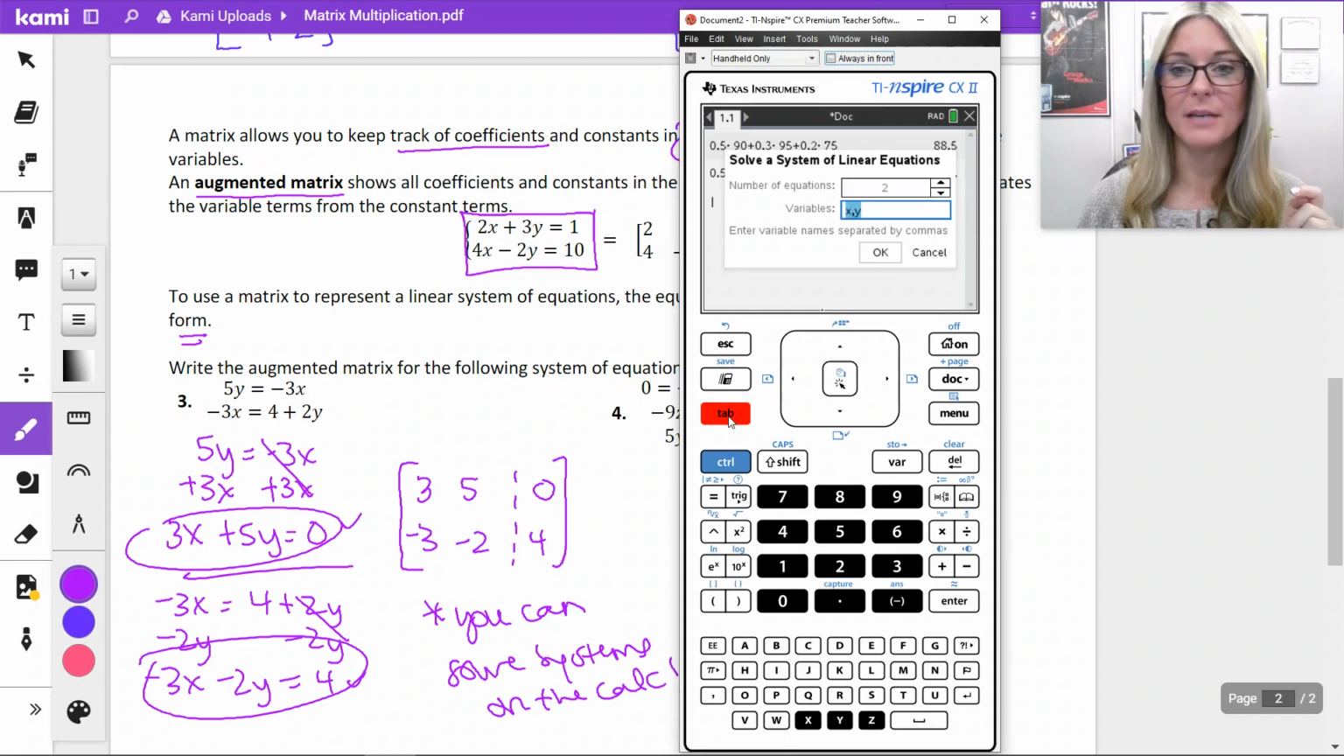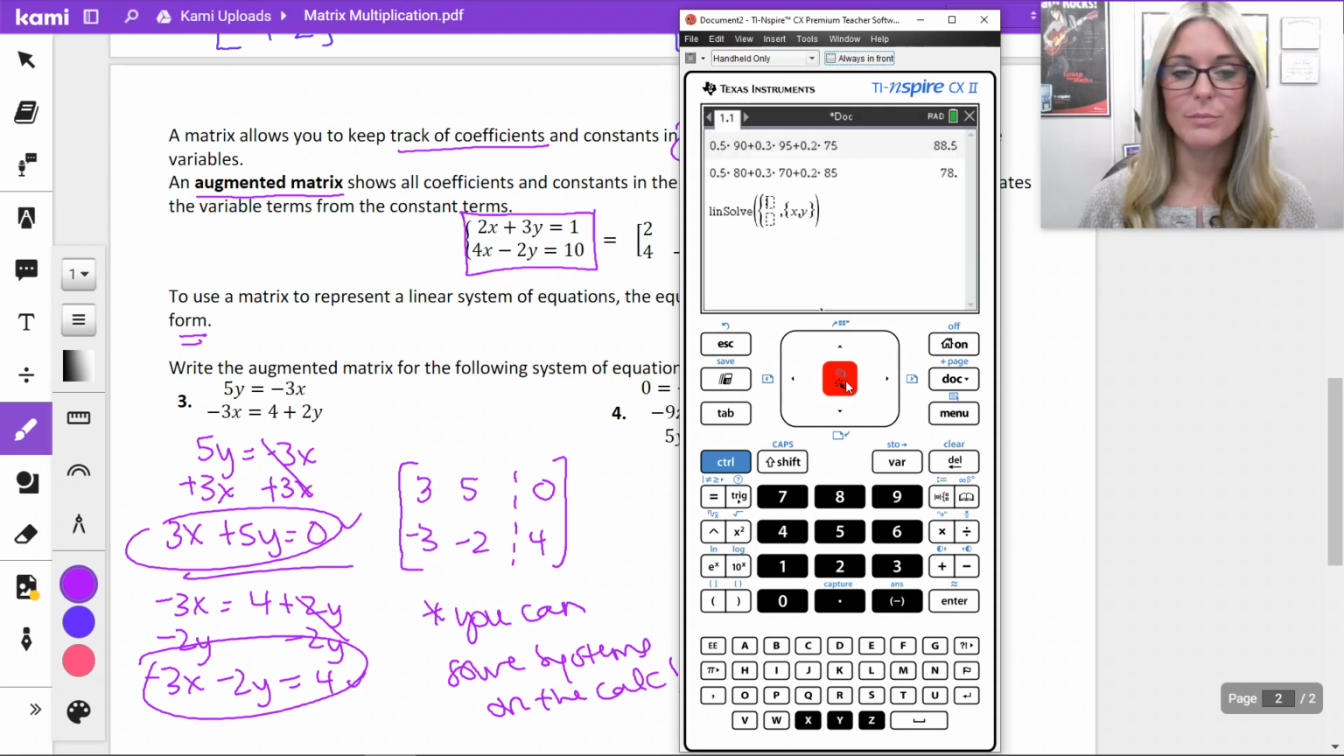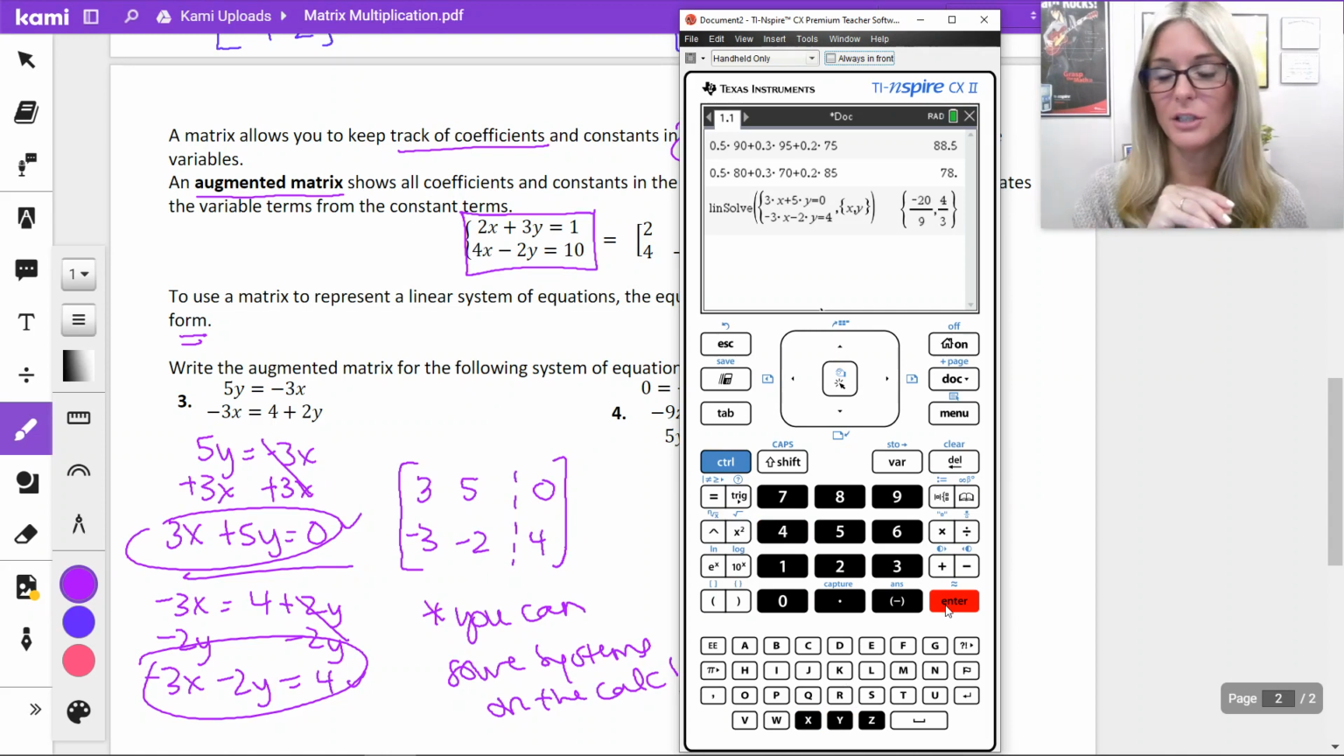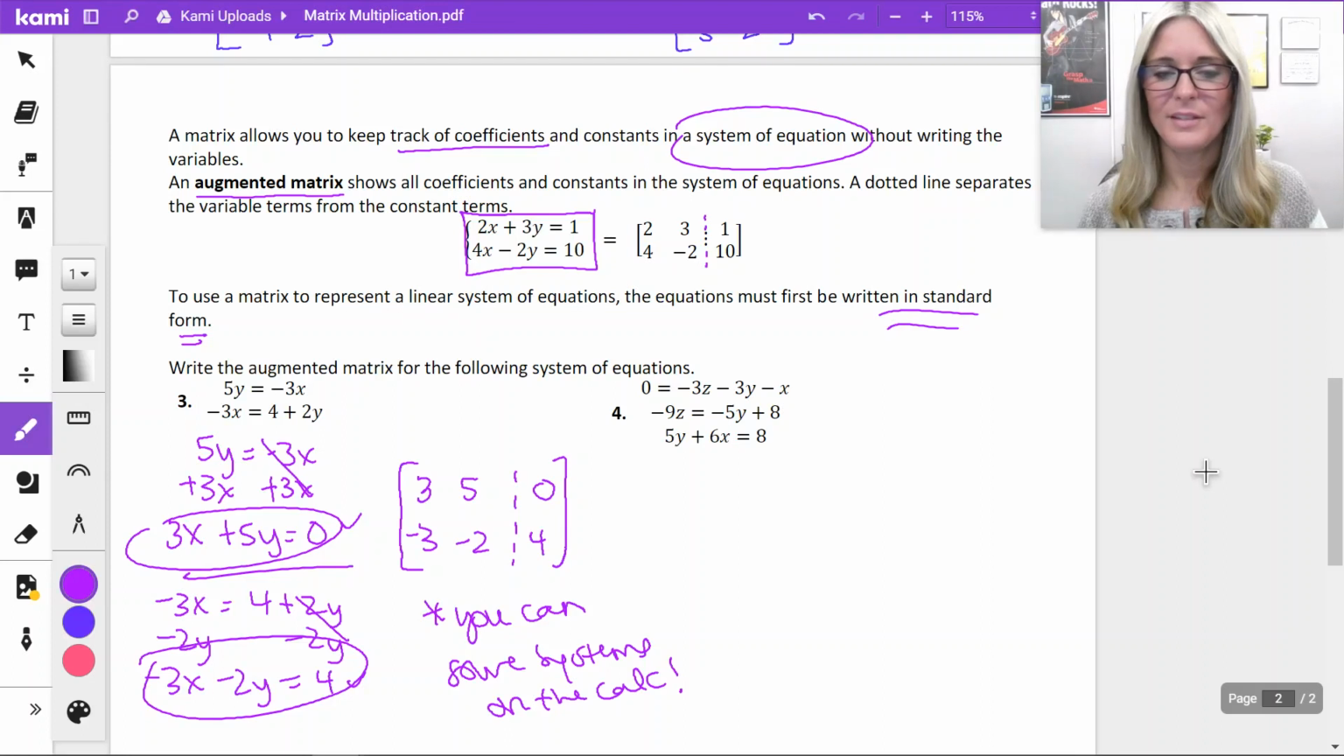I'm going to use tab to get me down to OK, and we get those 2 boxes to type in our system. The top equation we had was 3x plus 5y equaled 0. Arrowing down, I'm going to put in negative 3x minus 2y equaled 4, and you hit enter, and there's your solution. Not even concerned that they're fractions at all. So let's do number 4.